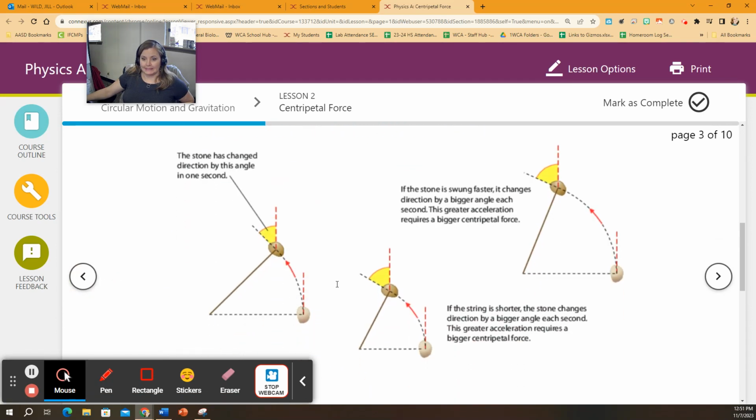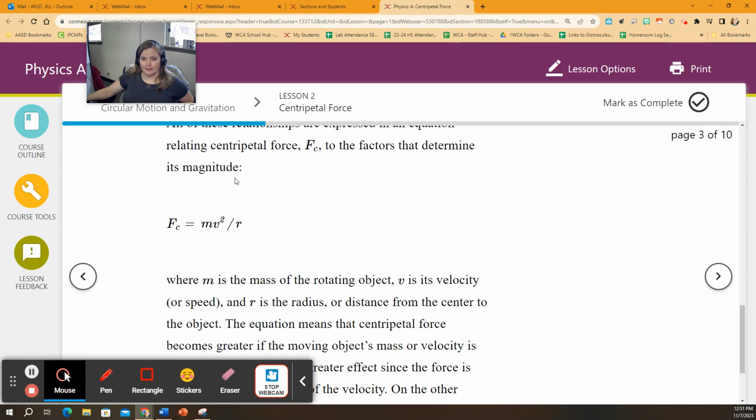Because if you go back to this formula, if I increase my velocity by, say, 2, let's say the initial velocity was 2, 2 squared is 4, but if I increase the velocity to 4, so I'm doubling the velocity, 4 squared is 16. That's increasing the force by a factor of 4.